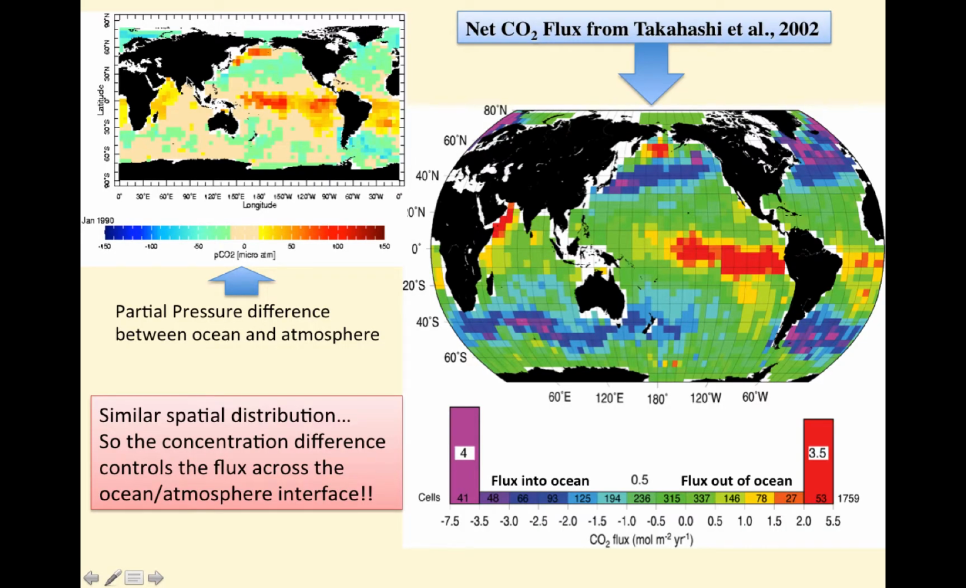On the left here is a graph of partial pressure difference between the atmosphere and the ocean. Red values here show where the ocean surface water has a lot more CO2 than the overlying atmosphere, and blues and greens show where the oceans have less CO2 than the overlying atmosphere. So that's just the partial pressure difference. However, calculating the actual flux into and out of the ocean, you can see Takahashi here in 2002 did that calculation, and you can see that it spatially agrees with this very well, which means that the concentration difference really helps control the flux of CO2 between the ocean and the atmosphere.